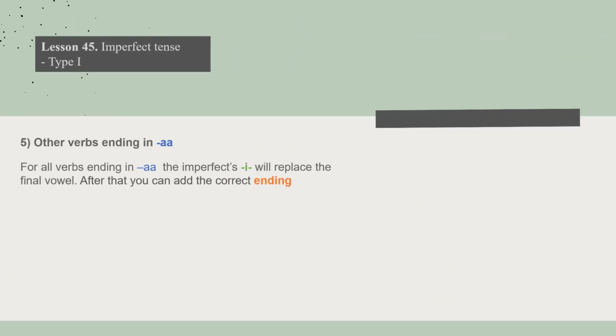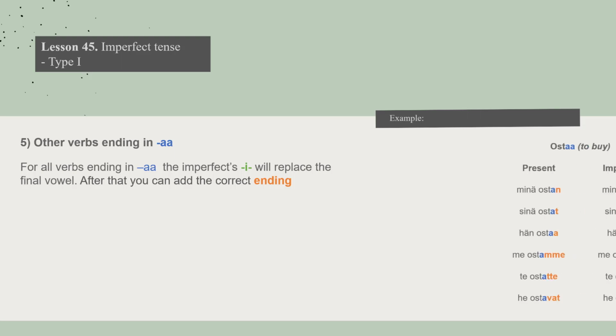For all verbs ending in a, the imperfect's i will replace the final vowel. After that, you can add the correct ending. Here is one example.